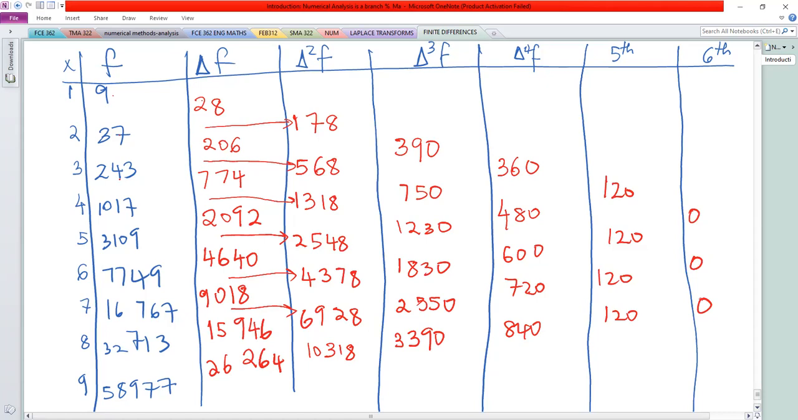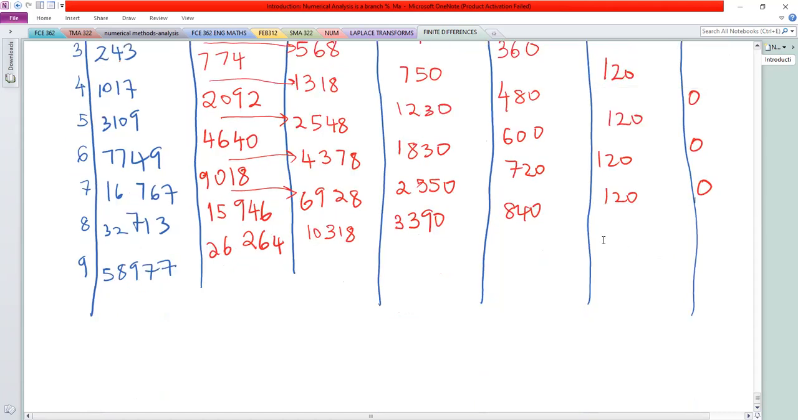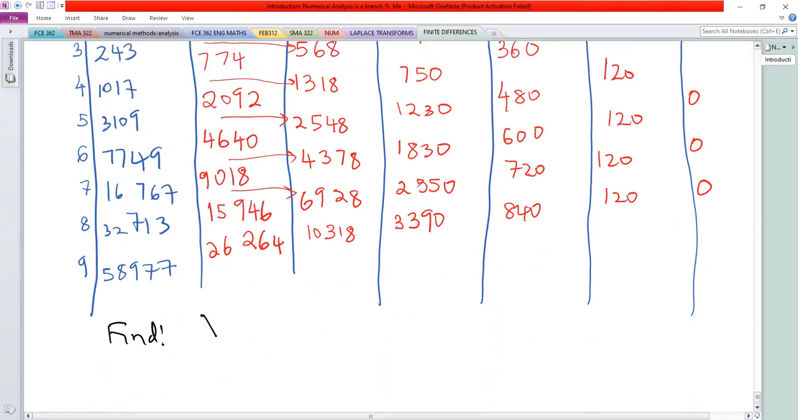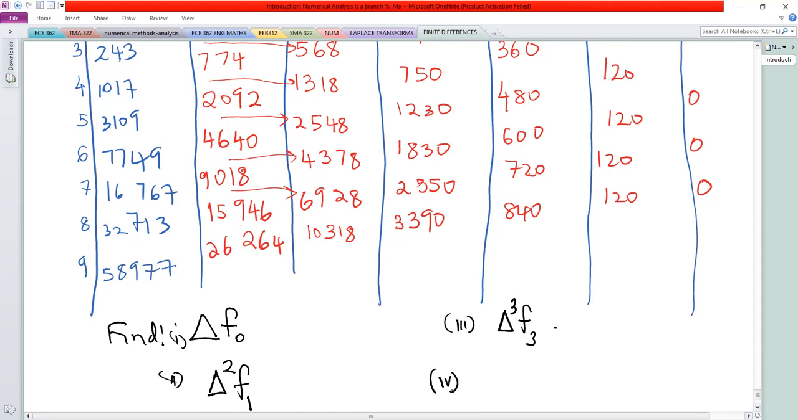Now, you may be asked to identify some specific differences in the difference table. For example, if you're asked from the table, find number one, forward difference of F naught, and then number two, second difference of F one, and then number three, third difference of F three, and then number four, sixth difference of F four.